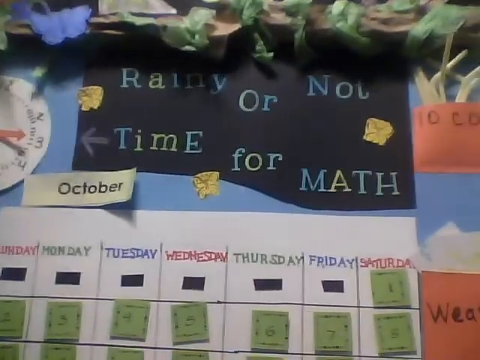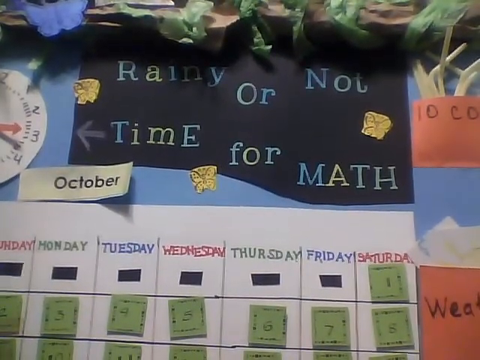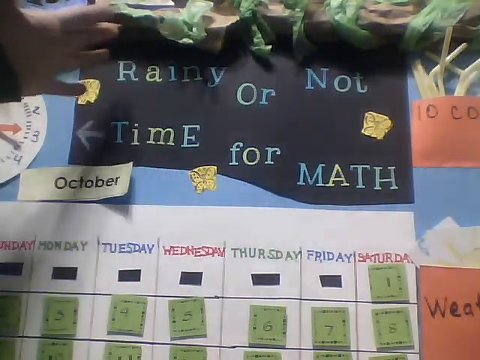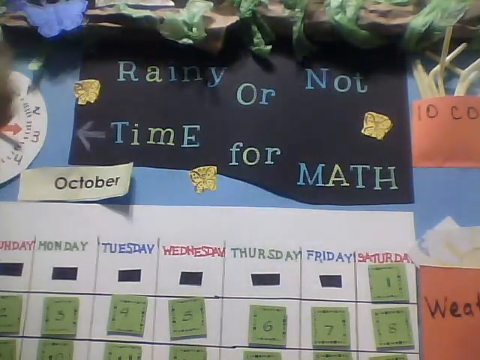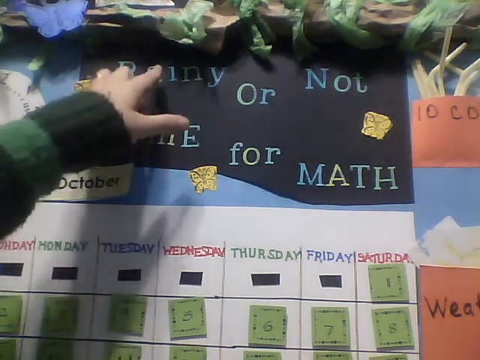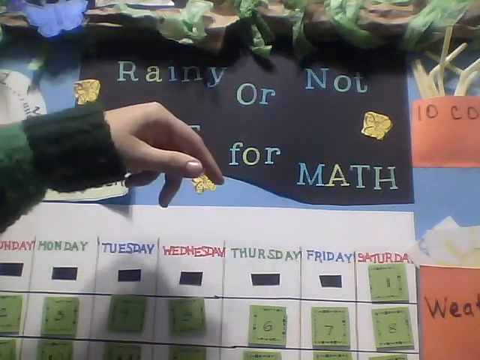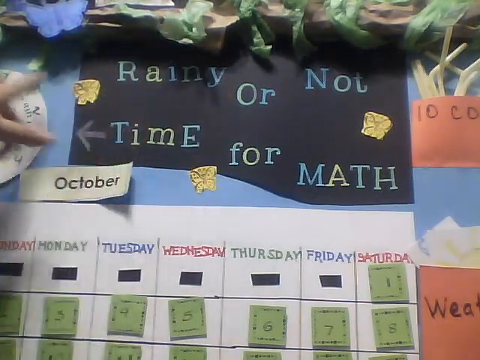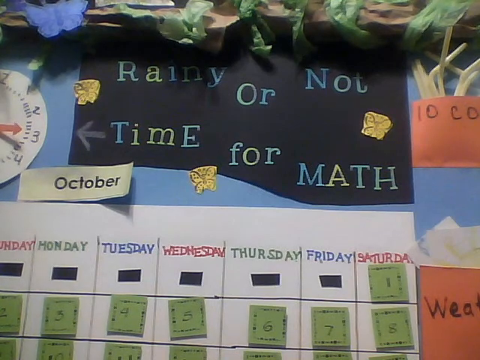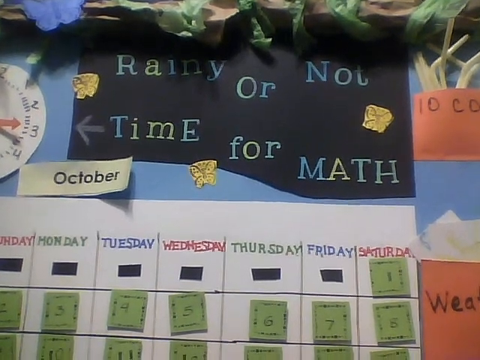As I was doing this particular bulletin board, it came to me to name it. The name is Rainy or Not, Time for Math. Rainy because, of course, it's the rainforest, and that old saying, rainy or not, here I come, just popped into my head, so I thought it was cute. And time, of course, is because they'll learn time. So that's what my math board consists of.